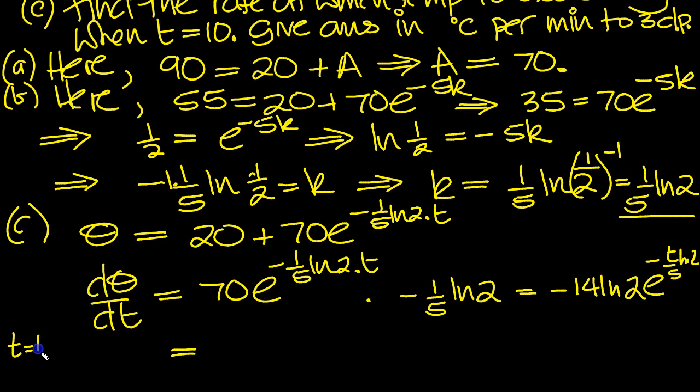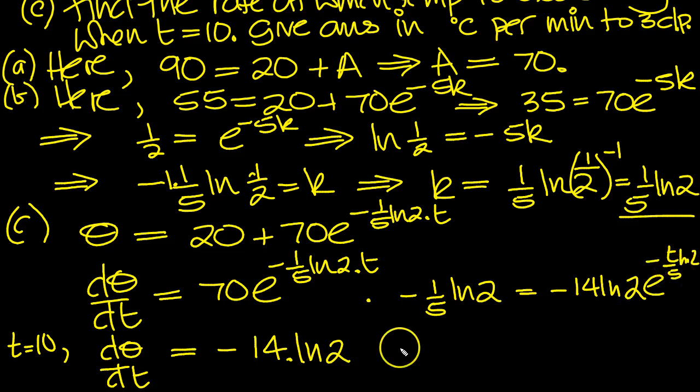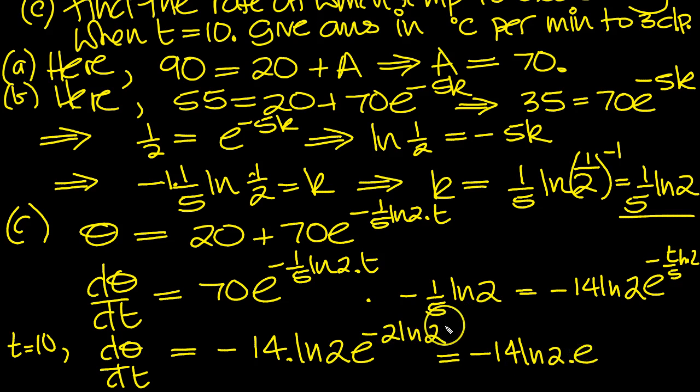So t equals 10. That gives d theta dt, the rate of increase in temperature when t is 10, is minus 14 times ln 2 times e to the minus 2 ln 2. I'm going to move this minus 2 up to be the power of 2: e to the ln 2 to the power minus 2. So that's equal to minus 14 ln 2. The e and the log cancel each other out. We get 2 to the minus 2, which can come down to ground level now. That's a quarter.